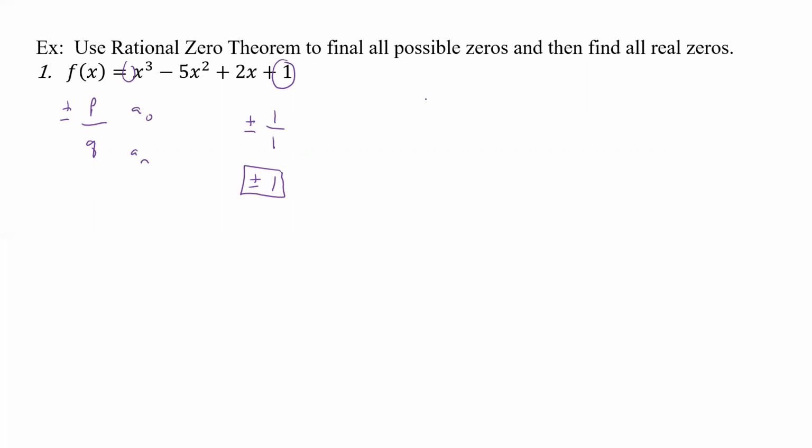Now, we don't know if they are zeros or not, but we're going to see. What I'm going to do is synthetic division. So we have a 1, a -5, a 2, and a 1. I'll bring that down. That's 1. 1 times 1 is 1. That's going to be -4. Plus, that's going to be -2. That's going to give me a -2. That's going to give me a -1. Nope, that's not a factor.